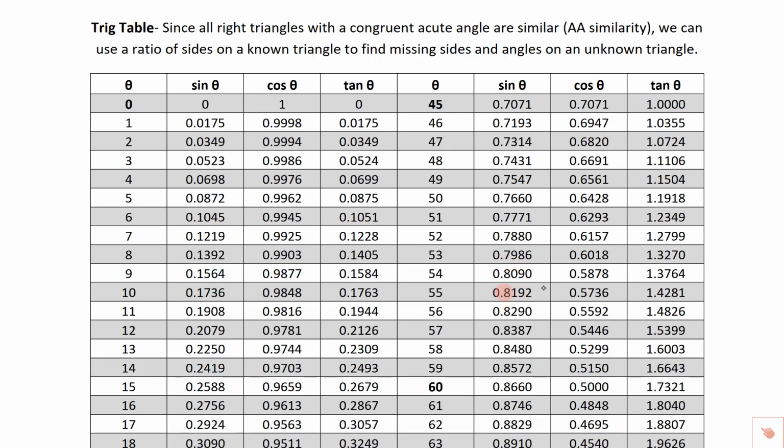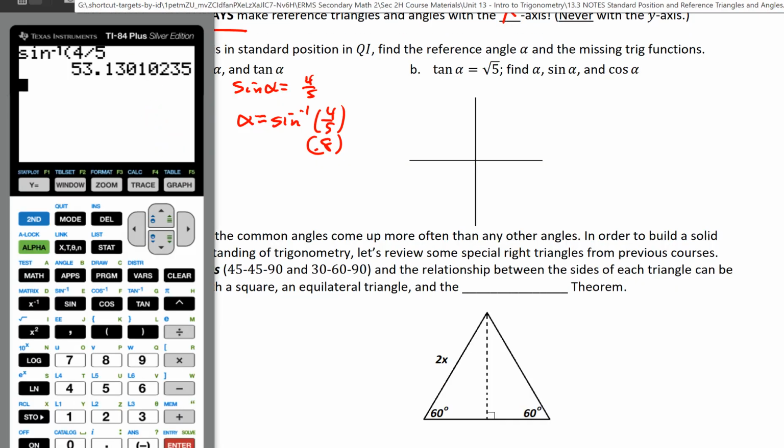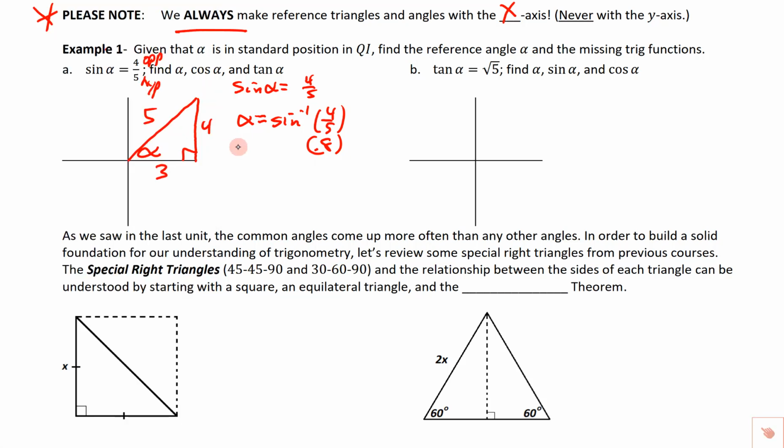Okay, so 54. And what did we get right there? We got 53.1. So that was about as close as we could get. So that means alpha is 53.13 degrees. So we've got that part. And then it said, hey, would you figure out what the cosine of alpha is? So the cosine of alpha is 3/5.